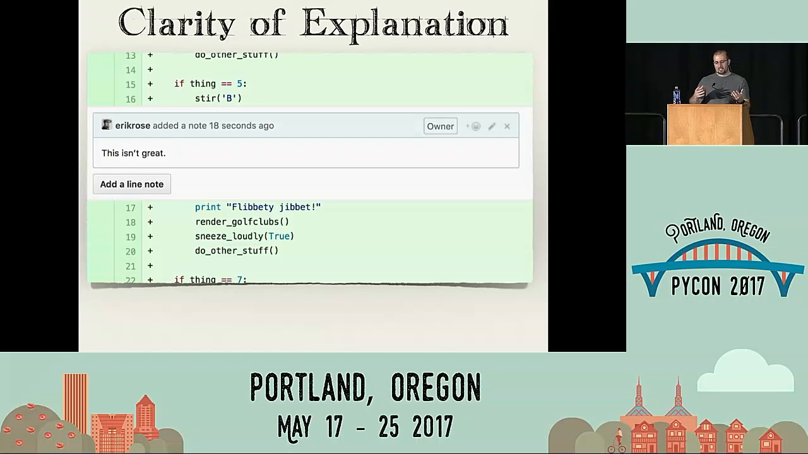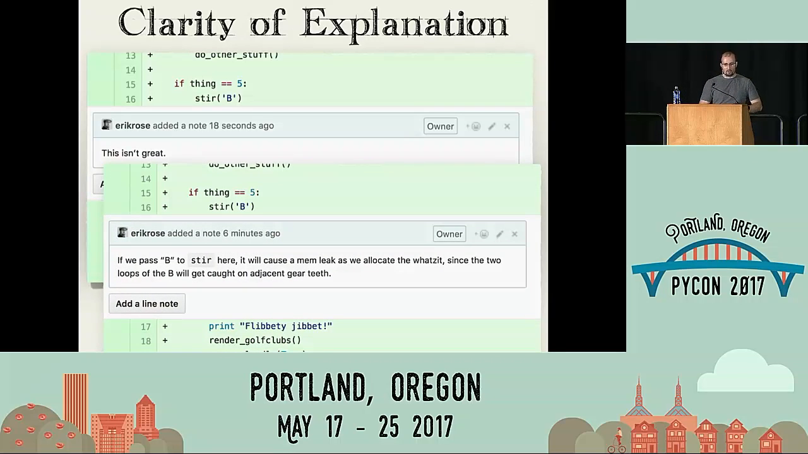The clarity of explanation. As you're looking through the code, what did you find? This comment is self-descriptive. A better comment would have actually explained what happened. Like, this could happen temporarily, and it moves to the next thing, and it goes through this routine, and it gets caught up in the gears, and we end up with a use after free, and we could have a security hole.